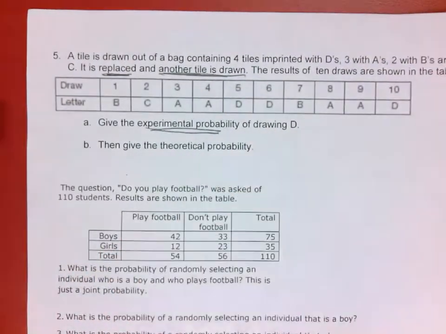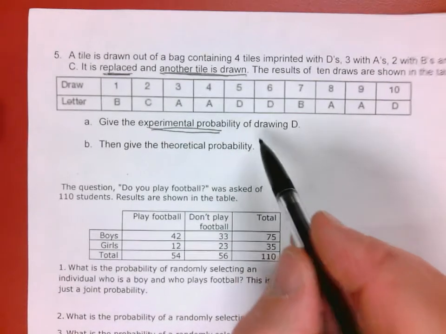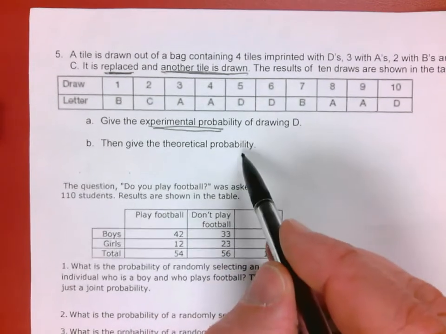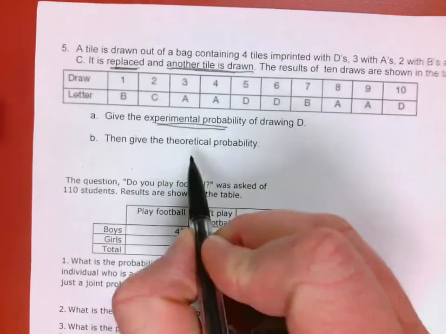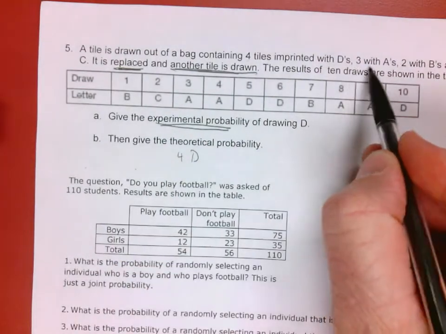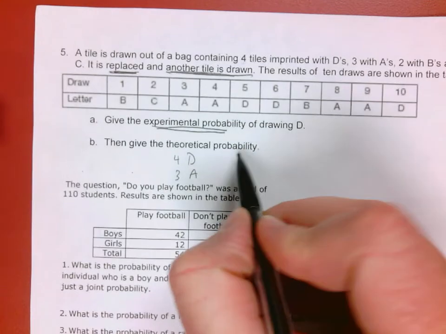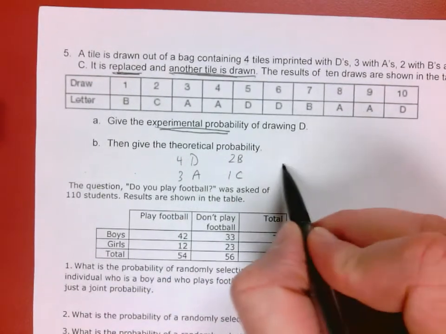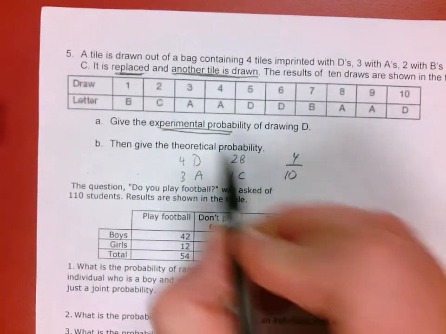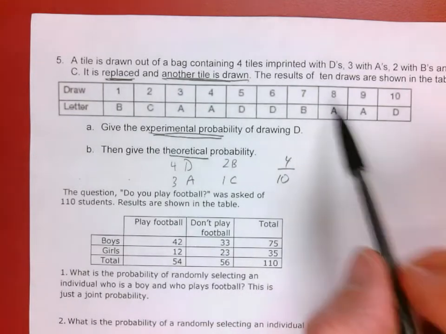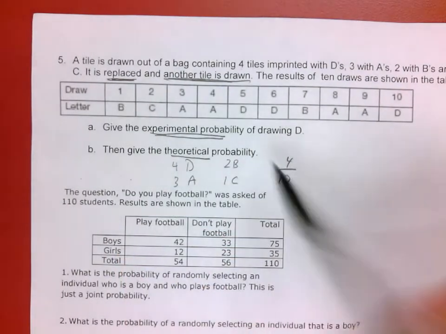Okay? So I'm going to let you answer the question, what's the experimental probability of drawing D? The theoretical probability of drawing a D, there's 4 of those, 3 A's, 2 B's, and 1 C. So we have 10. 4 out of 10 is the theoretical probability. So this question is asking you to compare the experimental probability to the actual. Again, not very many trials.